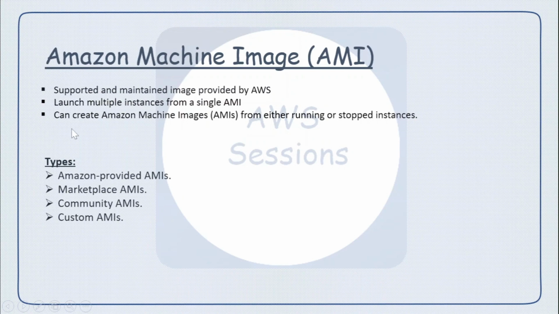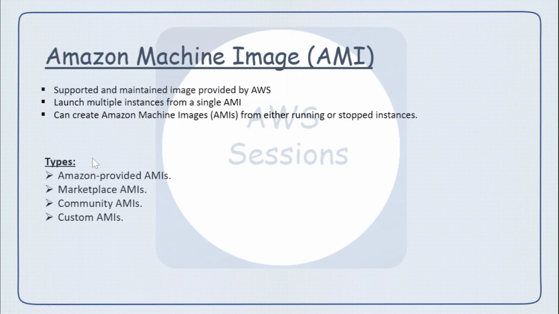And when you are trying to create some new AMIs or your custom AMIs, you can create these AMIs either from your running instances or stopped instances. So basically, it is better to create the AMIs from stopped instances because that will have more consistency if you have a dynamic instance where things are changing every second. But Amazon provides a feature to create these AMIs from both running or stopped instances as well.